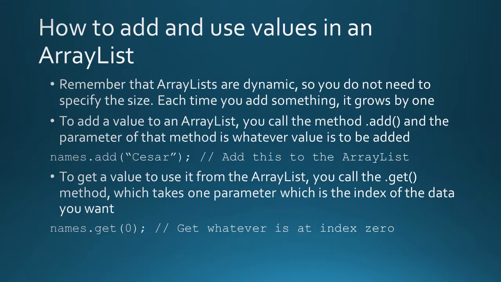To add a value to an array list, you call the add method, and in the parameter of the add method, you put the value that's to be added. So for example, names.add Caesar, and Caesar will be added to the array list. To get a value from the array list and use it, you use the get method, which takes one parameter and that's the index of the data that you want. The index works the same way as in the array. So names.get 0 will give me Caesar.